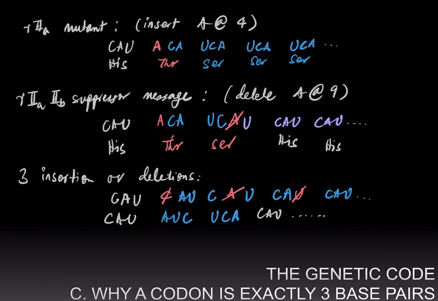Therefore, the analysis of these mutants of T4 phage allowed Crick and colleagues to prove that one codon is 3 base pairs or 3 nucleotides long.